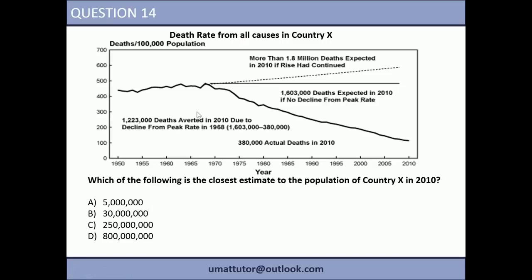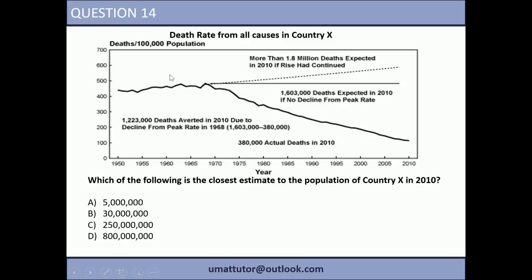On to the final question now. It's as much a graph question as it is a mental arithmetic one, so again it goes back to the previous video I mentioned before. This time we're being asked, which of the following is the closest estimate to the population of country X in 2010? You may have noticed that we're not actually given the population anywhere in the graph, but we are given the raw number of deaths in 2010, which is there, 380,000.